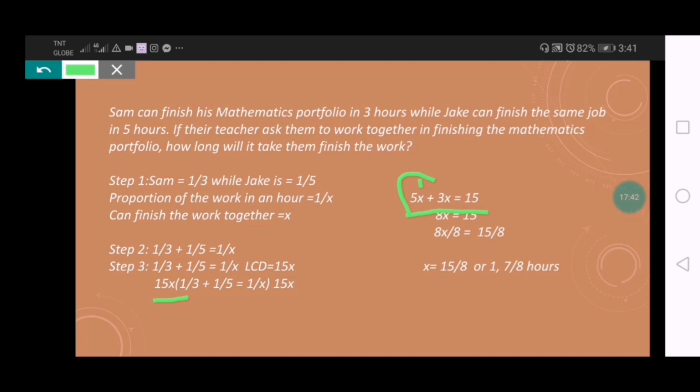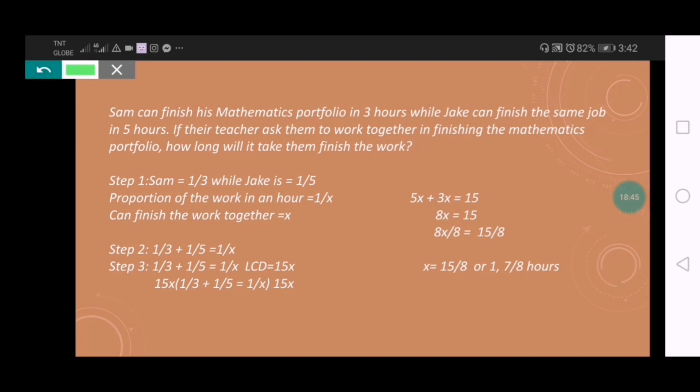And the next one is 15x times 1 is equal to 15x, divided by 5 is equal to 3x. We have 3x here. And the last one is 15x times 1 is equal to 15x, divided by x, so that is why we have 15. Okay, did you get it? So we have here now 8x is equal to 15. Why? Because 5x plus 3x is equal to 8x, equals 15.